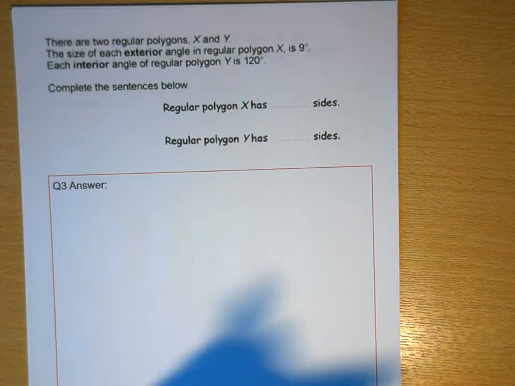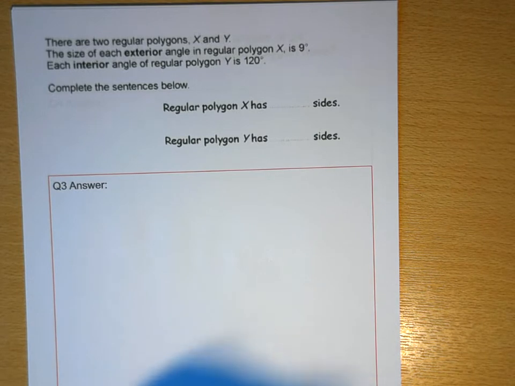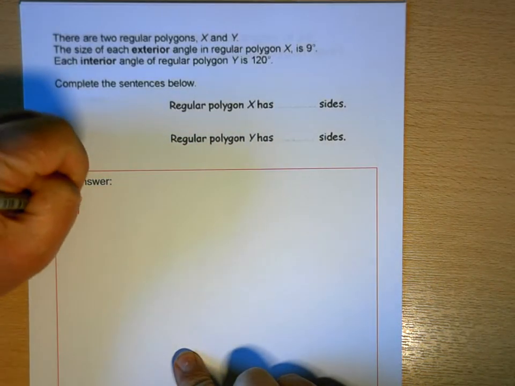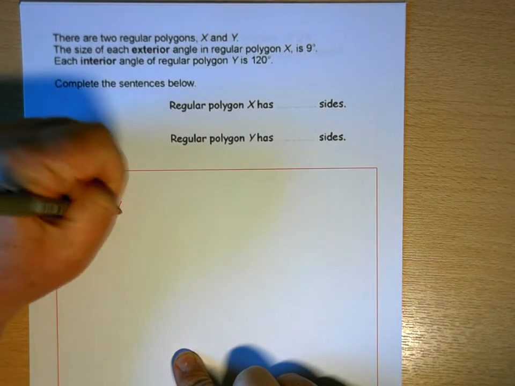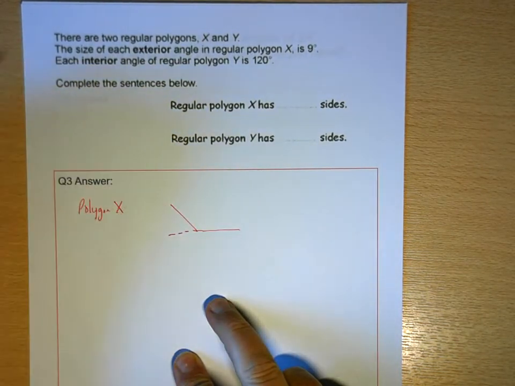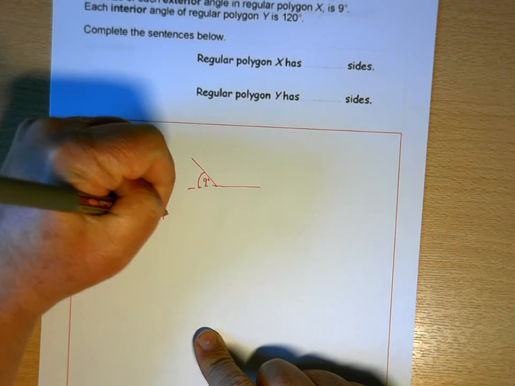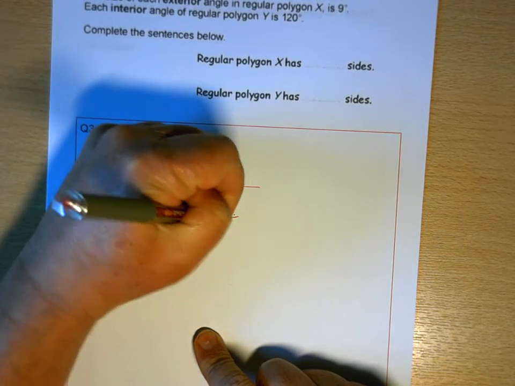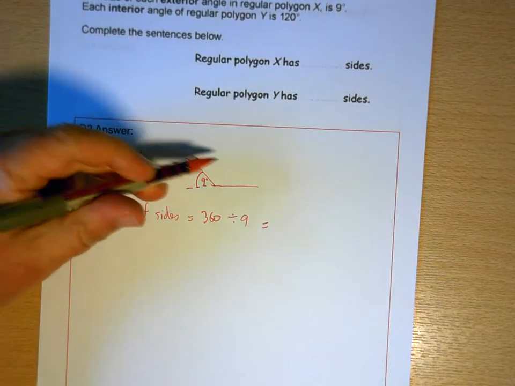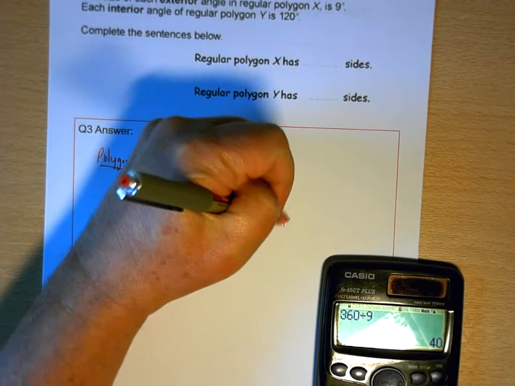There are two regular polygons, x and y. The size of each exterior angle in the regular polygon x is 9 degrees. Each interior angle of the regular polygon y is 120. I want to find out how many sides there are in each. So polygon x, I know the exterior angle is 9. To work out the number of sides, it's just 360 divided by 9. I want to see how many 9-degree turns there are in 360. So it's a 40-sided polygon.